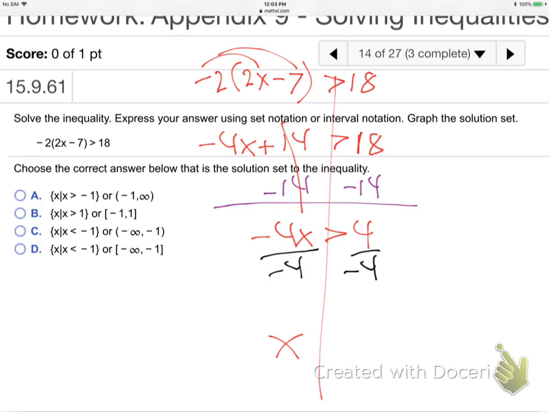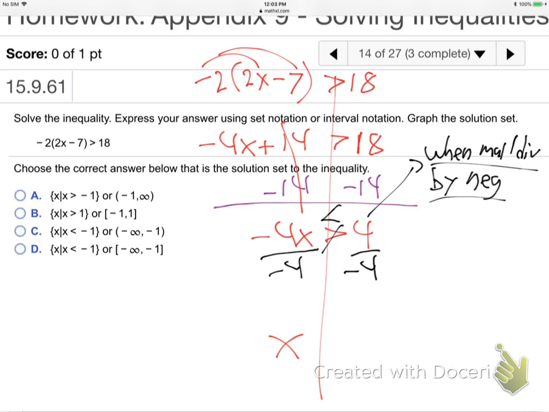And? Negative 1, but you have to flip. There it is. Did you remember the trick of flipping the symbol? That's what I imagine a lot of you did. Just got to flip the symbol, so let me make note of that. When you multiply or divide by a negative, you must flip the symbol.